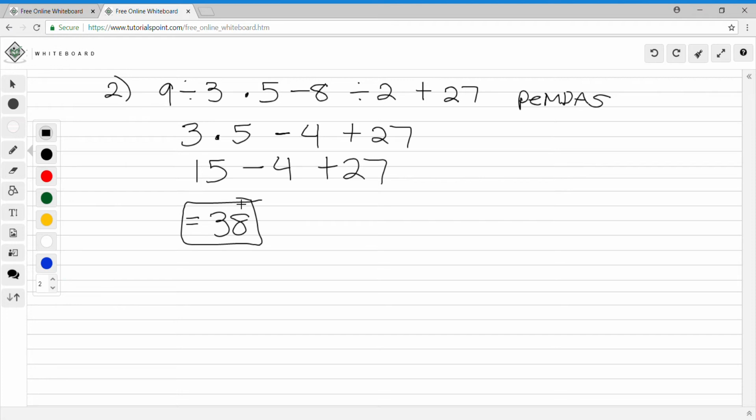So yeah, for the multiplication and division, you could do the multiplication first or the division first. It doesn't really matter. Same thing with addition or subtraction. You could do the subtraction first, then the addition. It really wouldn't matter.